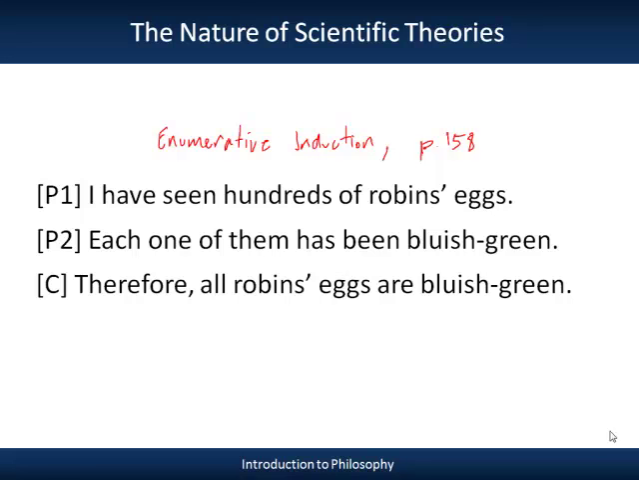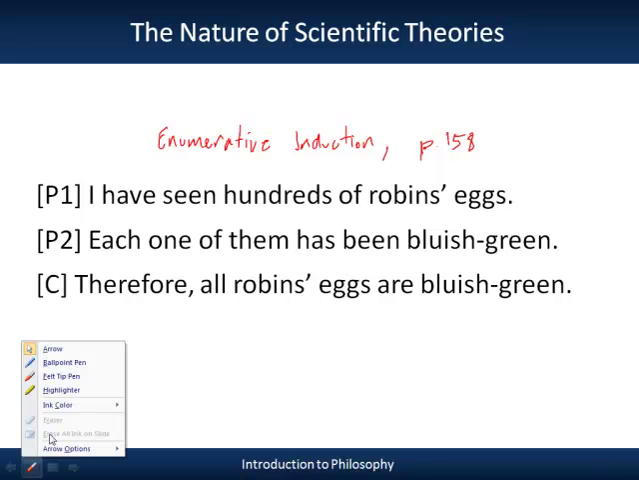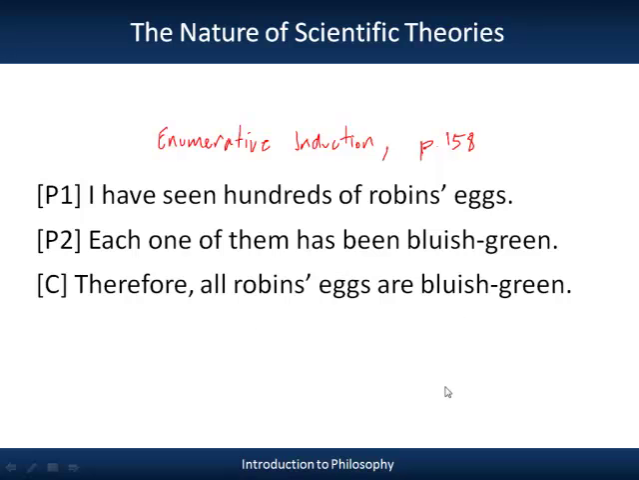In this case, our A's are robin's eggs. And what we found is that all of these cases of robin's eggs that we've come across have been bluish green. So all the A's that we've seen have been B's, have been bluish green. And on the basis of this, we're drawing the conclusion that all A's are B's, i.e. all robin's eggs are bluish green.